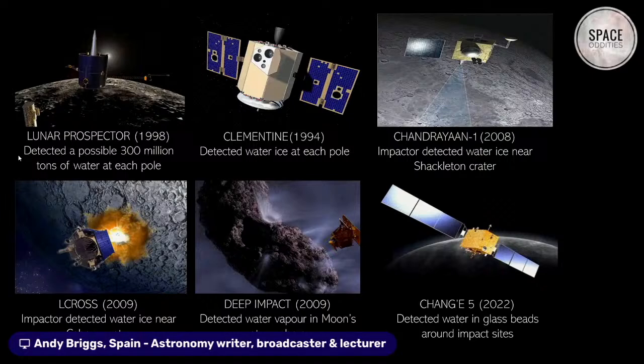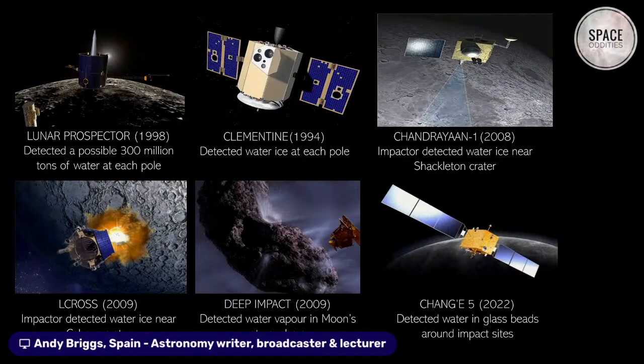The Deep Impact mission, you may remember, was NASA's wonderful mission to ram a probe or an impactor into an asteroid, and that was in 2009. But on its way to the asteroid, it bypassed the moon, and it actually detected water vapor in the moon's atmosphere. And if you're going to turn around and say that the moon hasn't got an atmosphere, well, yes, it has. It's just a very, very thin one. But the Deep Impact mission detected water vapor in that atmosphere.